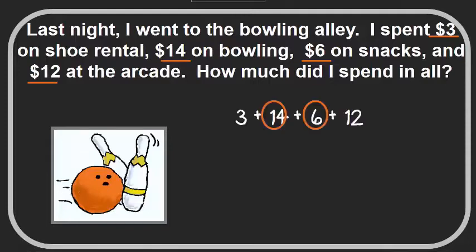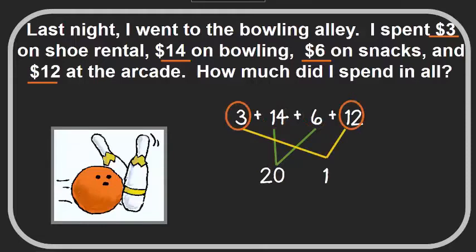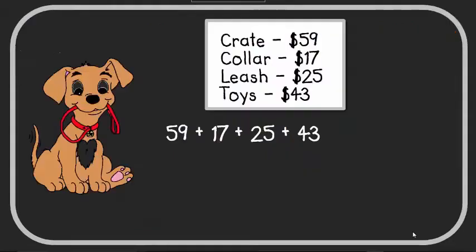When adding up the series of numbers, the student noticed that 14 plus 6 could make a friendly number, or 20. They could then add 3 plus 12 to get 15. By decomposing the numbers into place value, they can add the ones to get 5 and the tens to get 30. The total amount spent was $35.